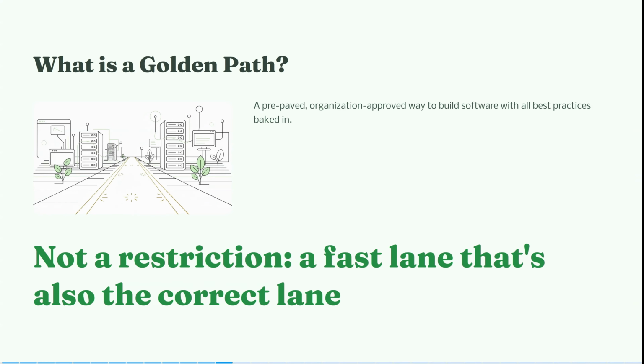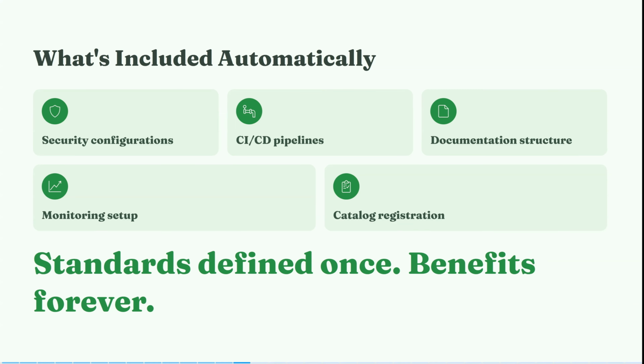What is a golden path? It's a pre-paved, organization-approved way to build software with all the best practices baked in. So don't think of it as a restriction, but rather it's a fast lane that's also the correct lane from the beginning. What's included automatically in such a golden path or template? Security configurations, CI/CD pipelines, documentation structure, monitoring setup, catalog registration. So standards are defined once, but the benefits are forever.